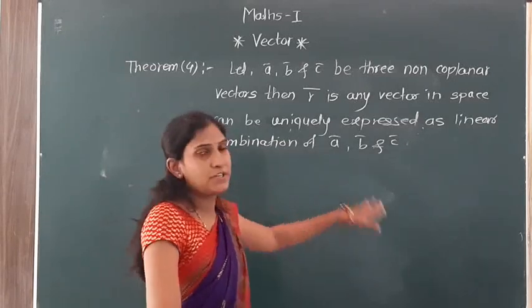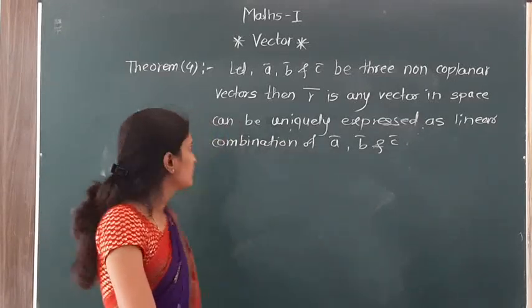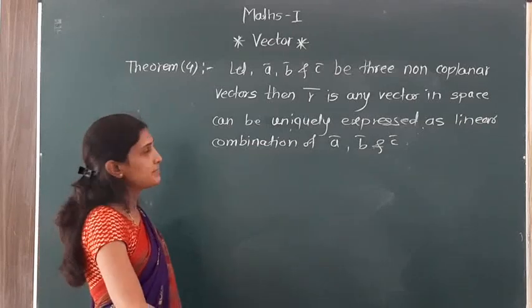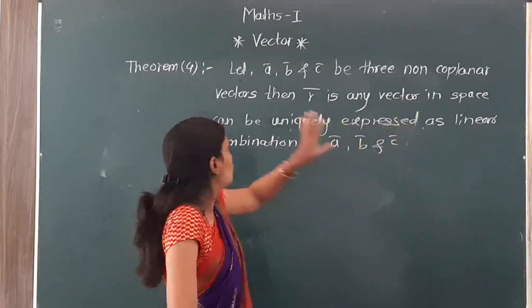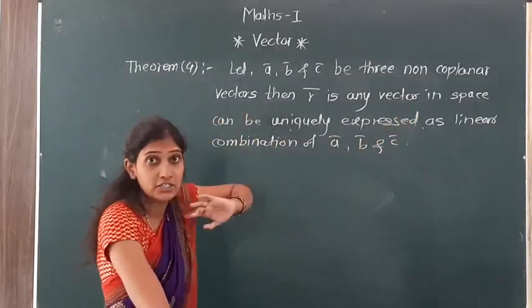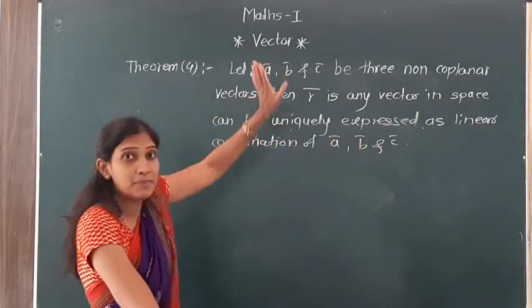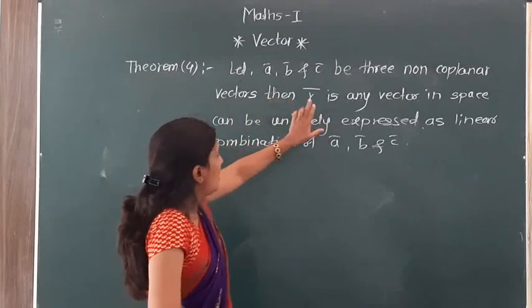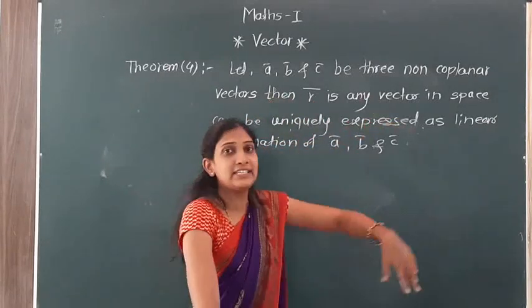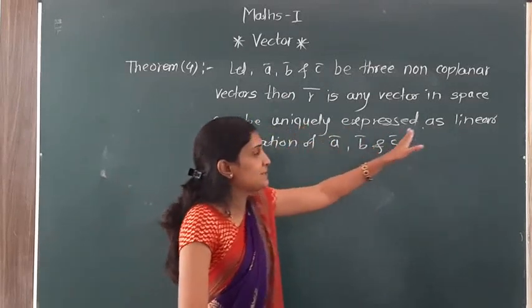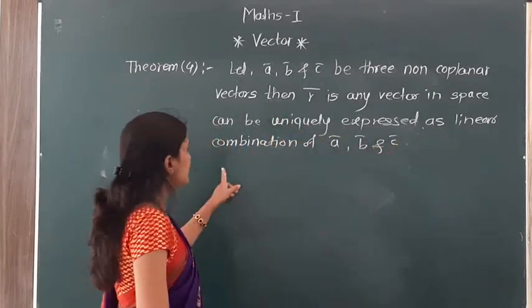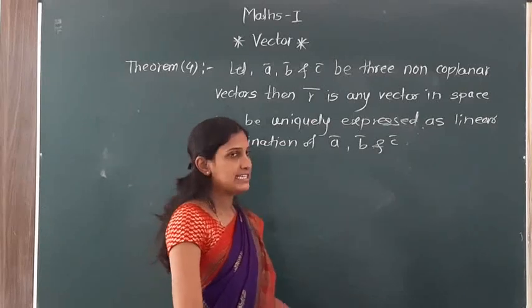This is the statement of theorem number 4. Let a bar, b bar, c bar be three non-coplanar vectors. Non-coplanar vectors lie in different planes. Then r bar, any vector in space, can be uniquely expressed as a linear combination of a bar, b bar, c bar.